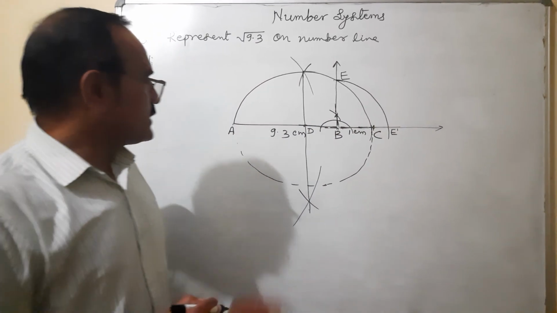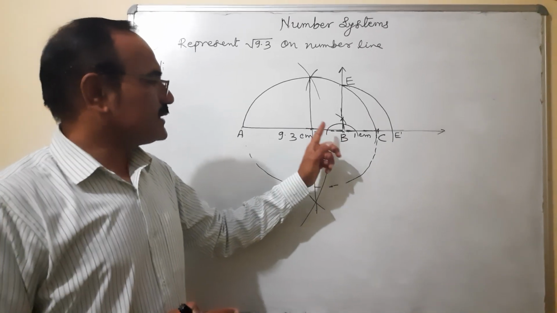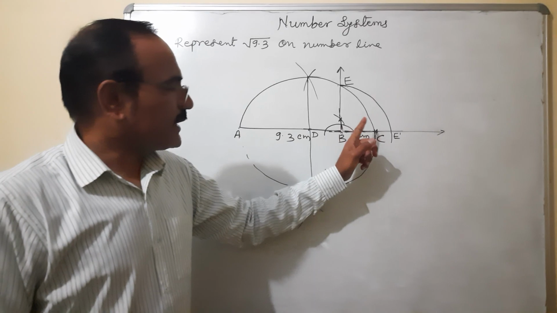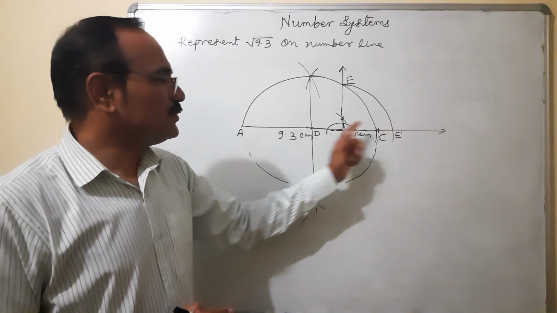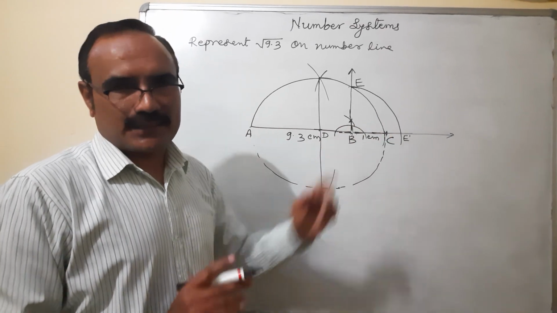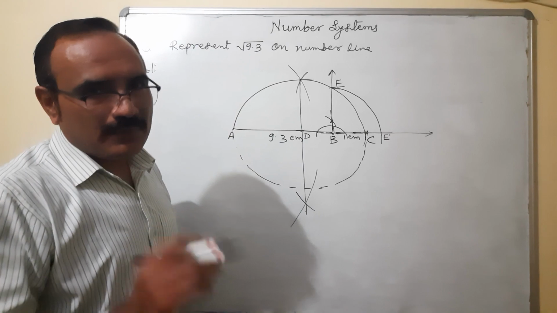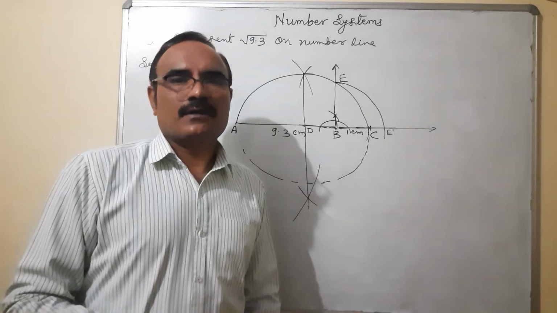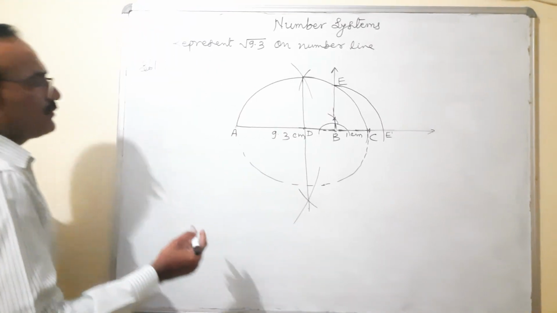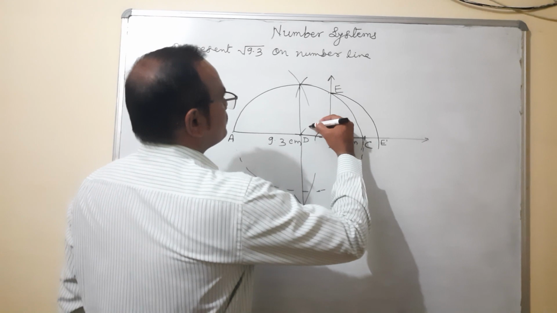So friends, one thing is that this AB is a line segment. Once this is extended 1 centimeter, second time it is extended again. So 2 times this AB will be extended. This distance from B to E, I am claiming, is under root 9.3. Let me tell you how. Mathematically, I would like to explain it. Join B to E.